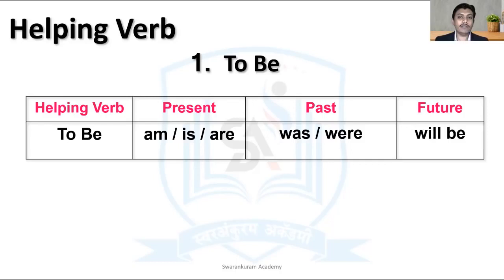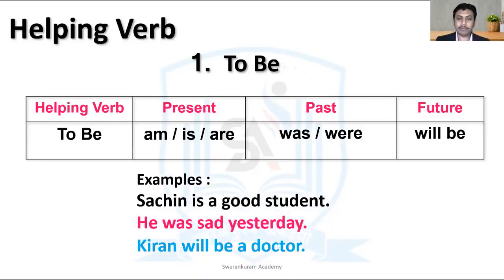Now this helping verb will act as a main verb in the statement to specify a meaning. How? See the examples. Sachin is a good student. Now here there is no action, but there is a state of the subject. Second example, he was sad yesterday. When we talk about the state of the subject in past, we use was and were to indicate it. I was happy yesterday. Anything that you want to say.